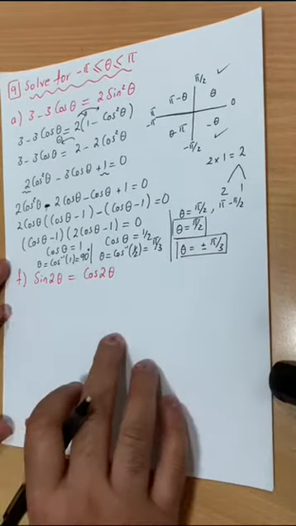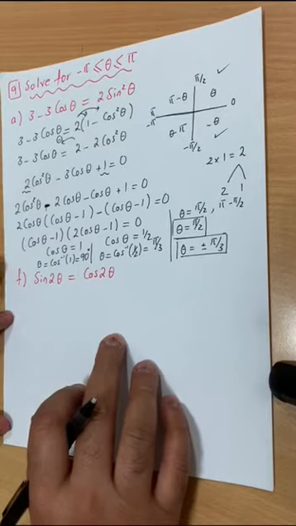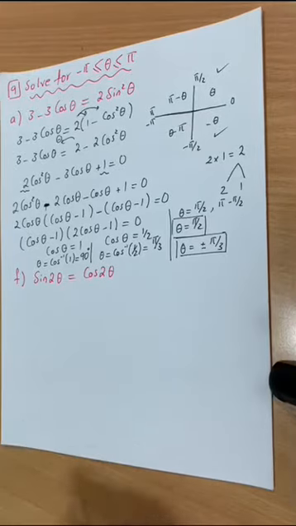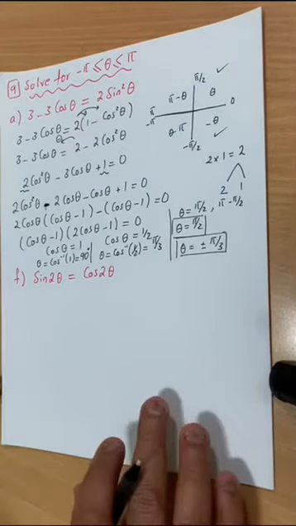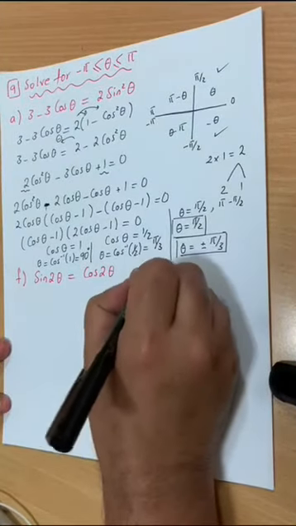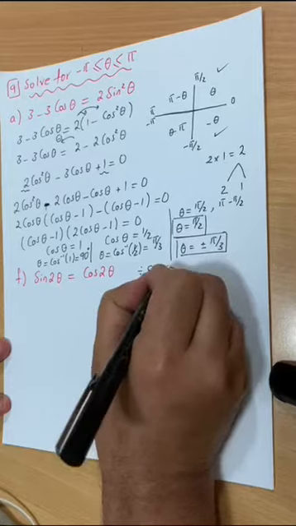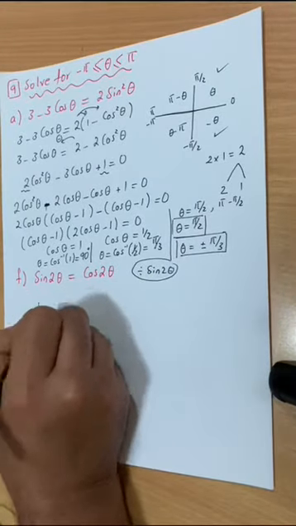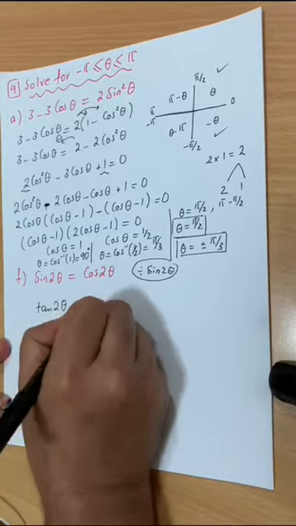Now for the next question, sine 2 theta is equal to cosine 2 theta. We did the same idea before, but the only difference is that you have a coefficient or a multiple with the angle. So first of all, we have to combine them to be only in one ratio. Sine divided by cosine is equal to tan. So by dividing both sides by cosine 2 theta, it's tan 2 theta equals 1.